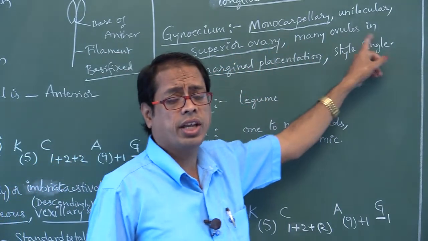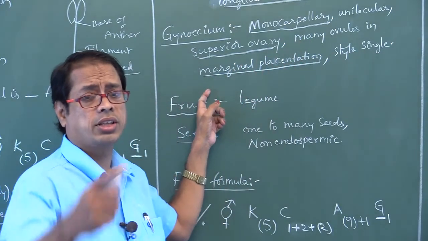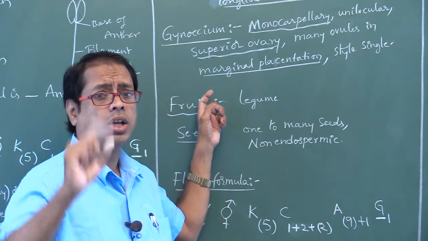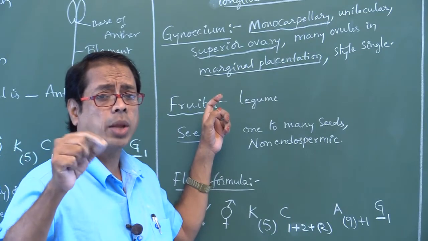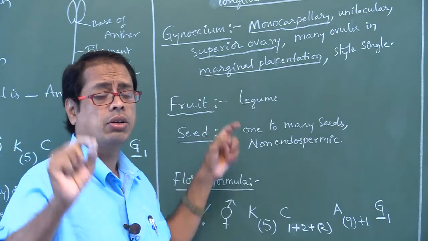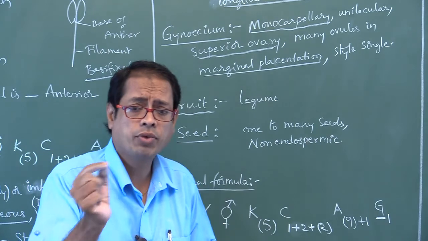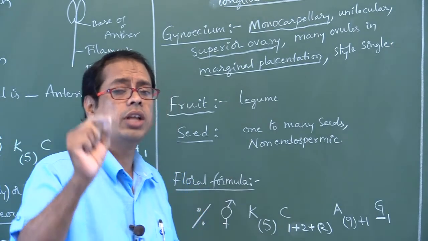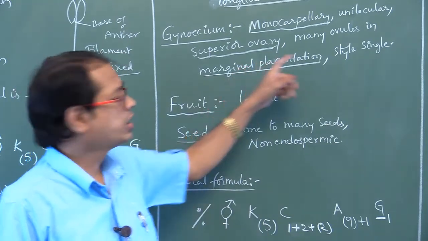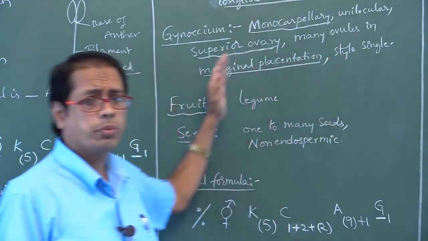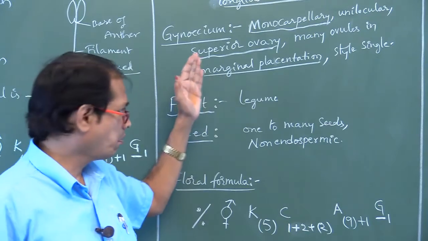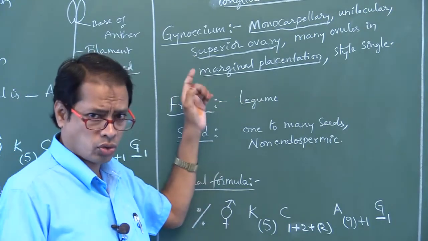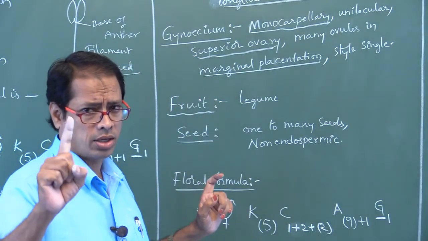Many ovules arranged in marginal placentation. This was discussed in placentation. In Fabaceae family, what type of placentation? Marginal. What is meant by marginal? If ovules are borne on the ventral suture, margin, that is so-called marginal placentation. Style single. What is the placentation in Fabaceae? Marginal. Ovary, superior. Carpels, 1.